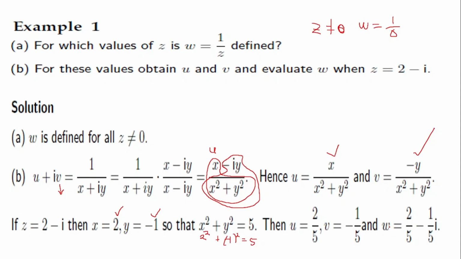So now you combine. What is w? W is always u and v. W, as we already see, is u plus iv. So you put everything together.